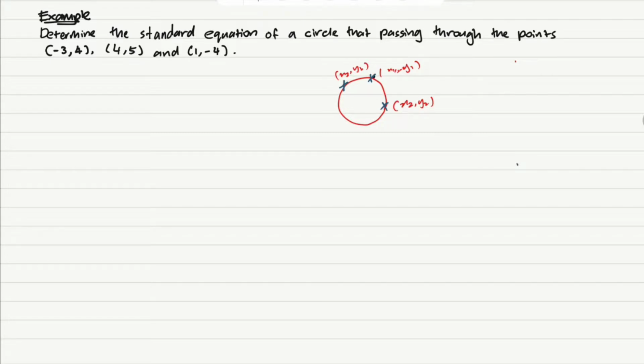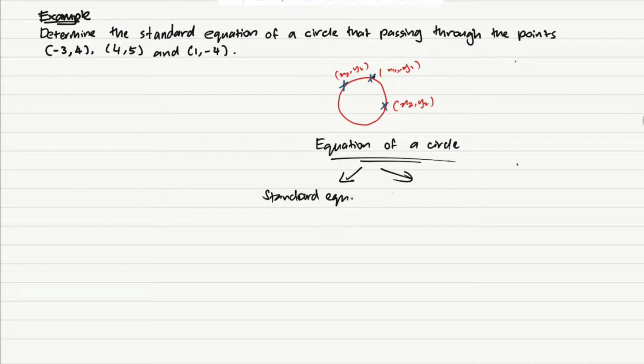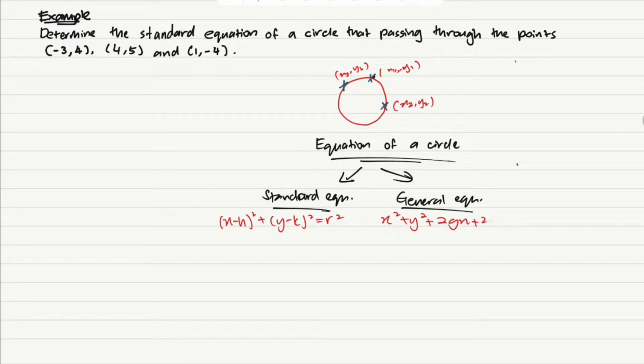Now, do you remember what the standard equation of a circle looks like? Okay, let's do a recap. The equation of a circle can be written in 2 forms. The first form is what we call the standard equation of a circle. The next form is what we call the general equation of a circle. The standard equation looks like this: (x - h)² + (y - k)² = r². And the general equation looks like this: x² + y² + 2gx + 2fy + c = 0.